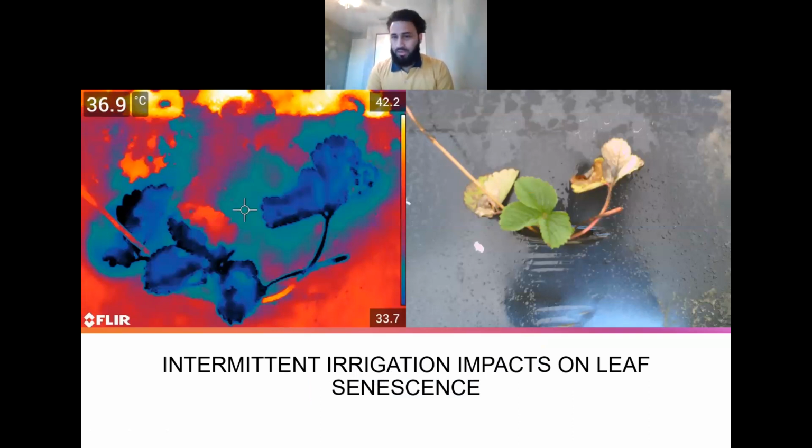Now we saw an increase in one of the cultivars of the strawberry, and we wanted to see why we saw that increase in yield when we are setting the water off. It's counterintuitive. We usually imagine it should decrease the yield, but it increased the yield.